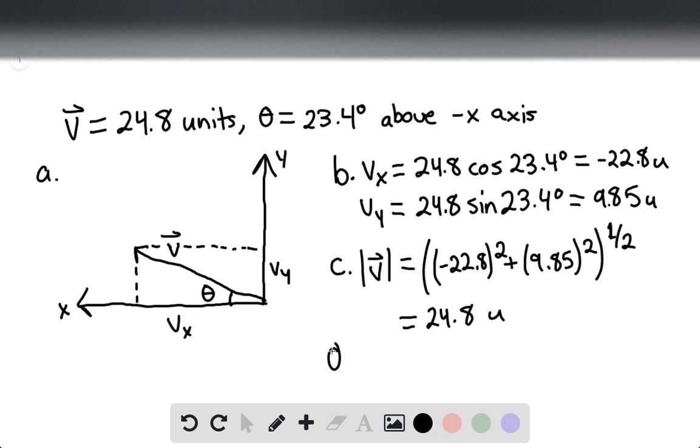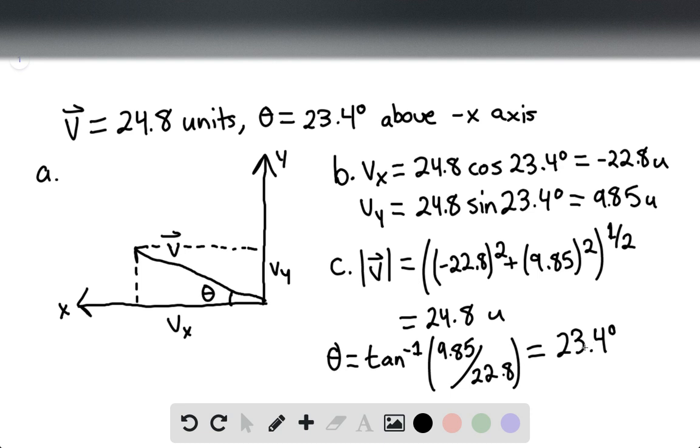Now, for theta, we need to take the arctan, so we can say tangent to the negative first. In order to find theta, again, tangent is opposite over adjacent, so it would be our y divided by our x. So here it would be 9.85 divided by 22.8, and this is indeed giving us 23.4 degrees. However, again, this is above the negative x-axis. And this is true because if x is a negative component, it must be in the second quadrant or negative x-axis. This is the end of the solution.